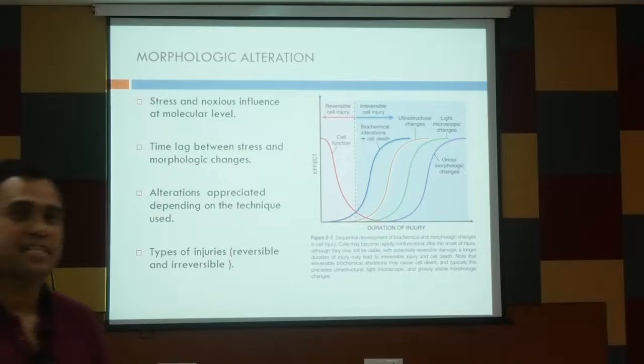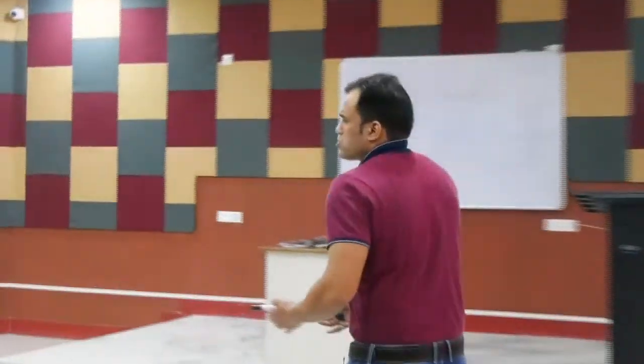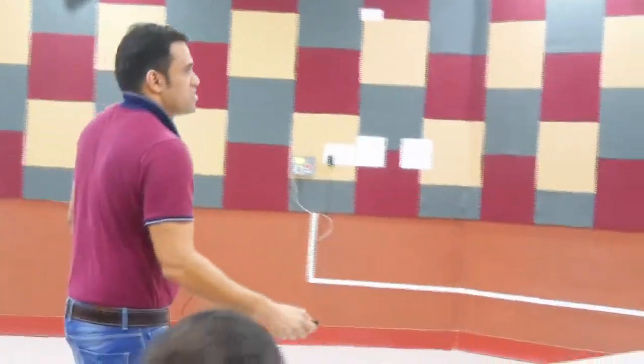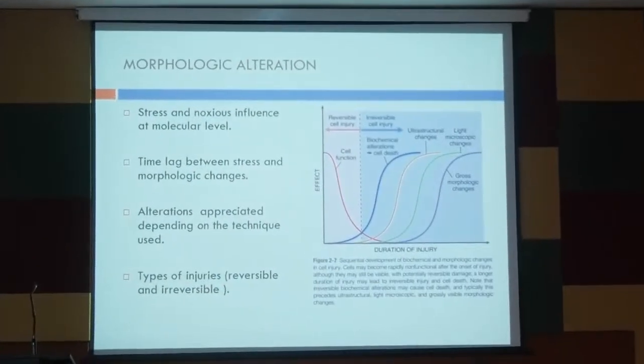The specimen has been sent to you, and you can make out, for example, cirrhosis of the liver. You can make out during grossing, you have seen many pathologies in the organs, for example cirrhosis or a fatty liver or a carcinoma of the stomach, which we can appreciate with the naked eye. So those manifestations are the latest to develop. It begins with the biochemical alterations, then come the ultrastructural changes, which are followed by light and gross morphologic changes.